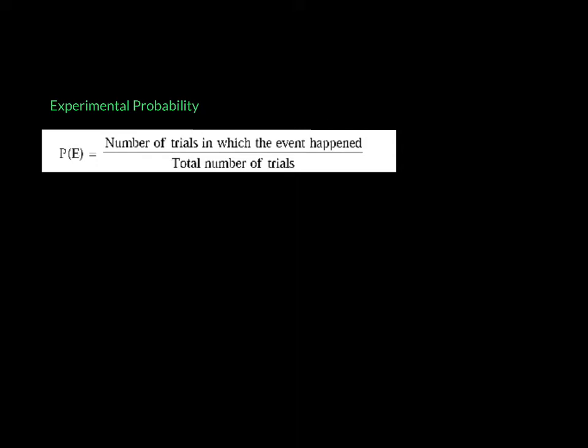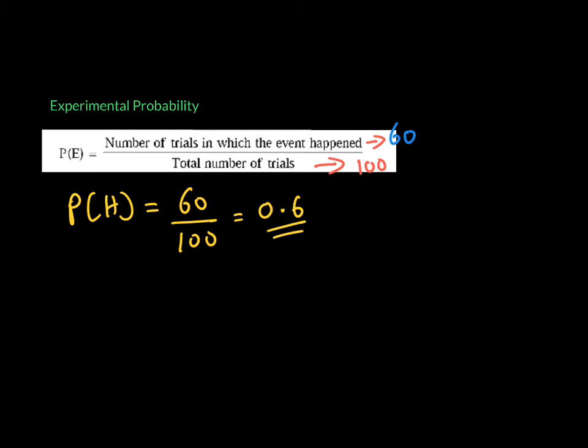For example, if we take a coin and toss it 100 times, so what is the total number of trials? It is 100. And let's say that the coin lands up on heads 60 times. So the number of trials in which the event happened, if we were looking for heads, will be 60. So the probability of heads occurring in this event is 60 over 100, that is 0.6. So this is how we found the probabilities in our lower grades.